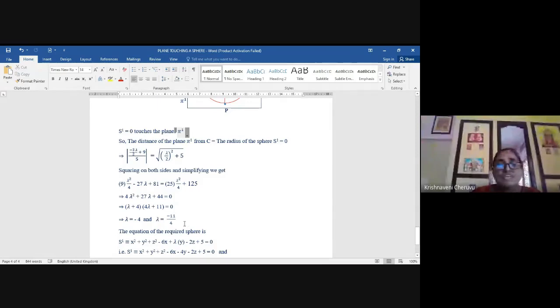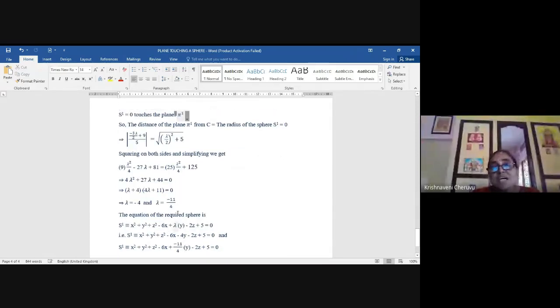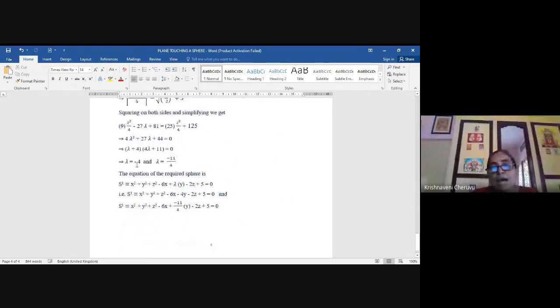So you substitute these values in the given required sphere, girls. You are going to find out a sphere. What sphere? Sphere passing through the circle. So that we denote by S dash. In this you substitute the lambda value. Now here lambda has two different values. So when you substitute for lambda minus 4, you get this equation. And also when you put for lambda minus 11 by 4, you get this equation.